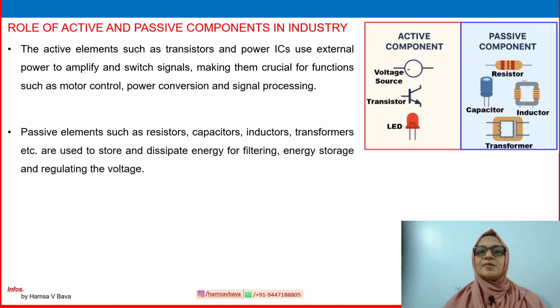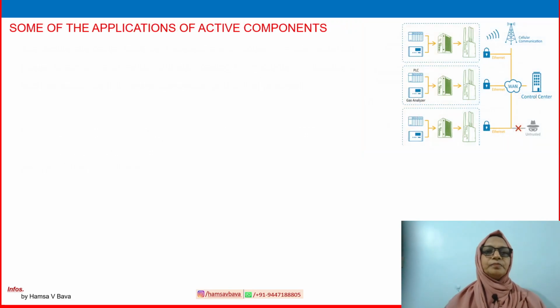Passive elements such as resistors, capacitors, inductors, transformers, etc. are used to store and dissipate energy for filtering, energy storage and regulating the voltage. Then we can see what are the applications. First one, active components.